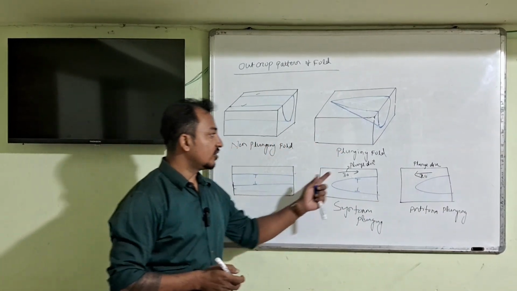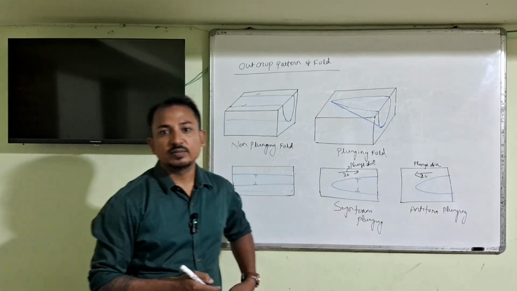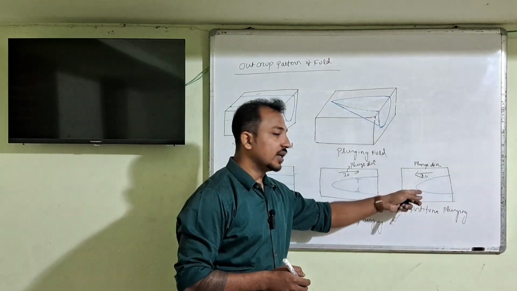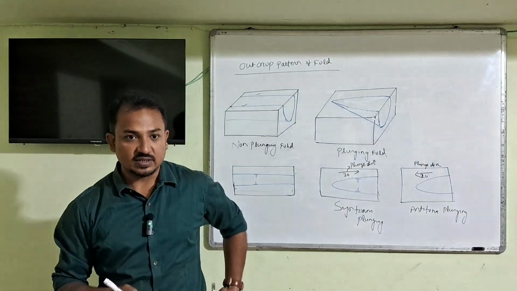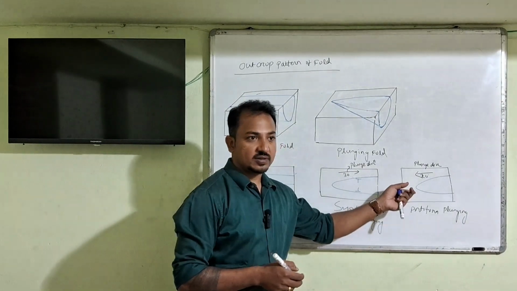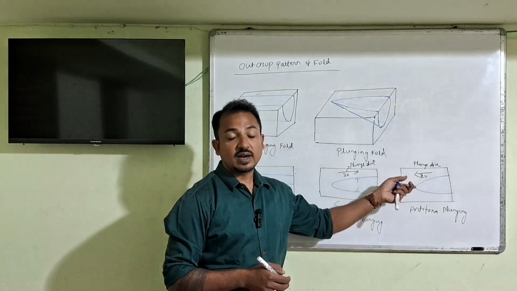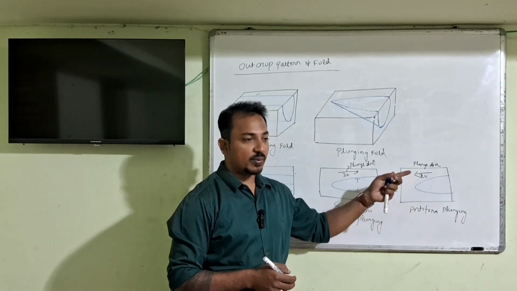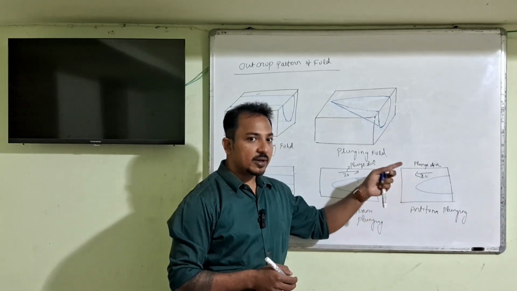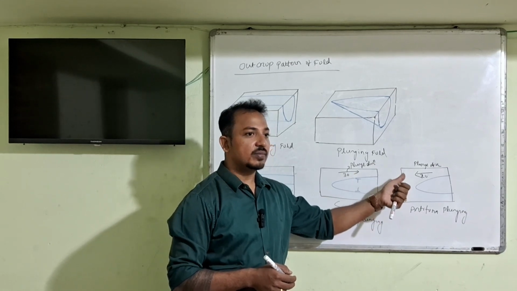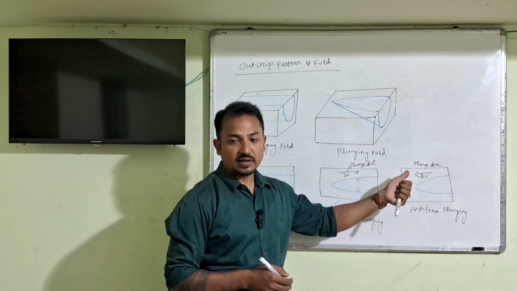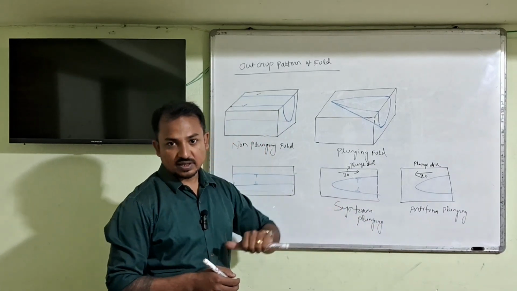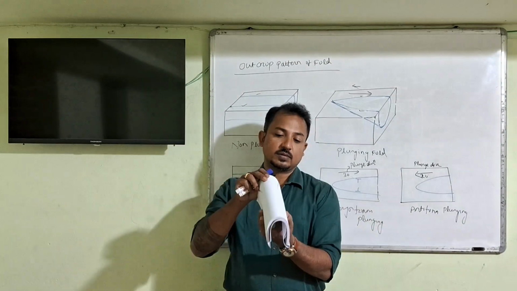So now you'll see this is the trend and plunge of the fold axis. If the fold outcrop closes in the direction of the plunge of the fold axis, it will be an antiform. If it closes opposite, it will be a synform.